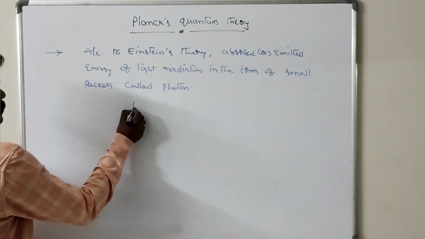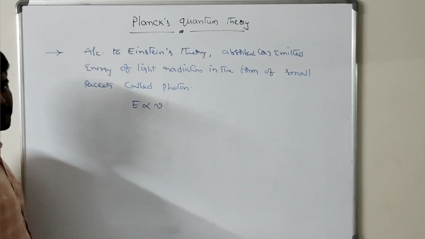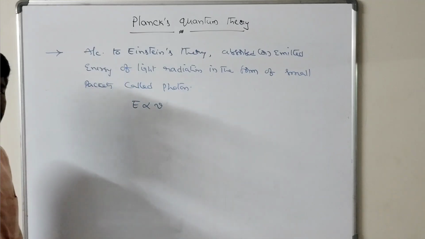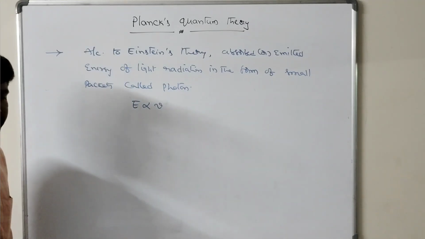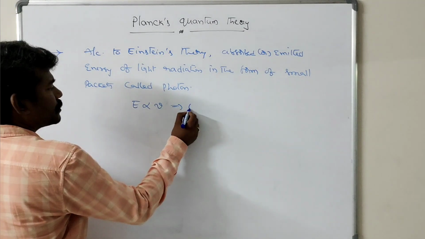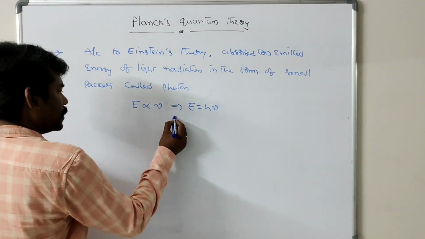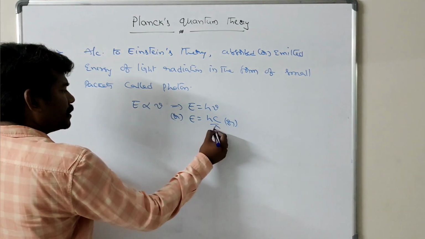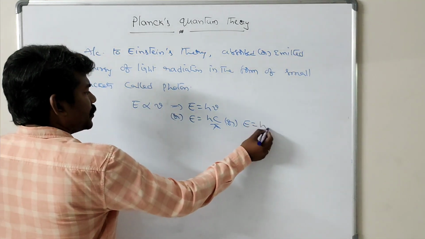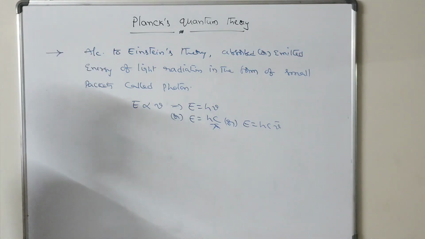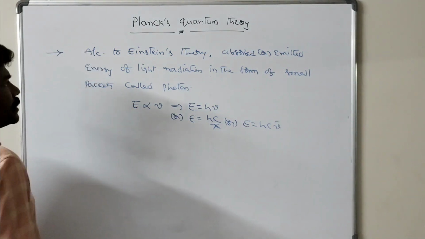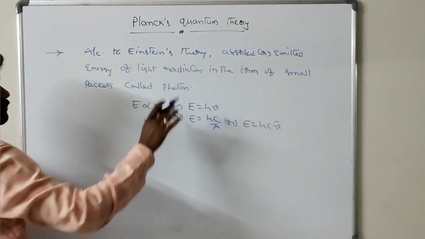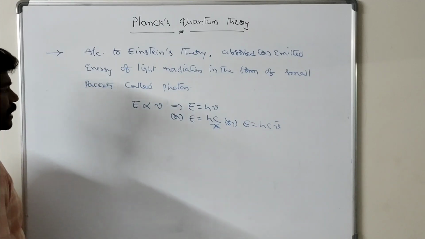So here also the energy is directly proportional to nu. Einstein generalizes, or applies, Planck's quantum theory for all types of electromagnetic radiations. E is directly proportional to nu. E is equal to h nu, or E is equal to hc by lambda, or E is equal to hc nu bar. So Einstein applies Planck's quantum theory for all types of electromagnetic radiations.